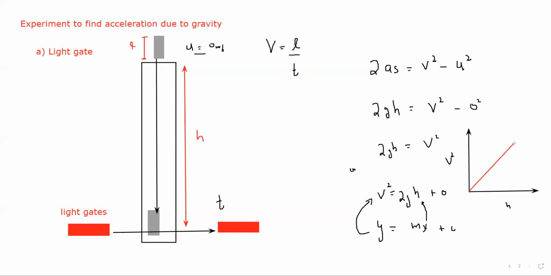So the graph will be a straight line passing through the origin, and our gradient will be equal to 2g, or gravity is equal to gradient divided by 2. We will get the gravity. So this is an experimental way to find the acceleration due to gravity for a falling object using a light gate.